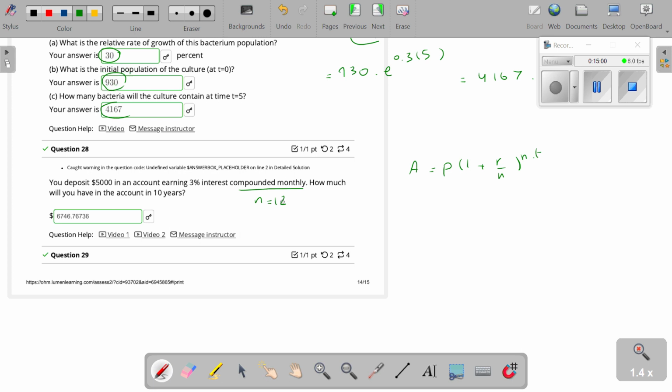Times a year. So the initial amount is 5,000, so I'm going to write 5,000 here. 1 plus r, where r is 3%, so I can write that as a decimal value, 0.03. And n is 12, and I'm going to write the n here as well. And the time is 10 years, so write 10. Then if you use your calculator, this is going to be equal to this number.